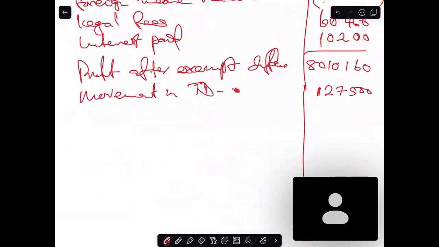Now we have a movement in temporal difference of 127,500. What did you say about this one, by the way? Are we adding or subtracting? Right, that's where the issue is. We all agree that this is a taxable temporal difference. A taxable temporal difference will result in a liability in future. So do we deduct or do we add? We deduct. We subtract.